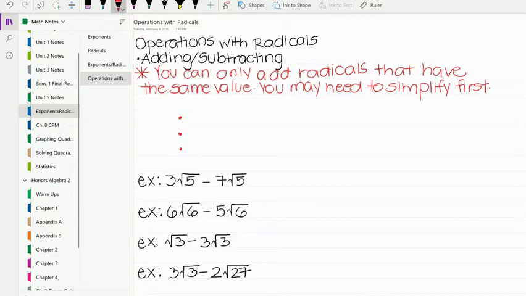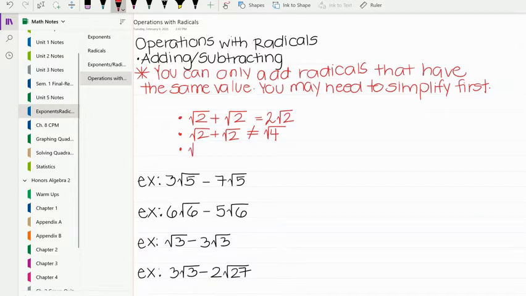Okay, so for example, if we have root 2 plus root 2, we can add those because they're both root 2's. So when we ask how many root 2's do we have, 1 root 2 plus 1 root 2, which would be 2 root 2. Now, root 2 plus root 2 is not root 4. Okay, so that's important to know.